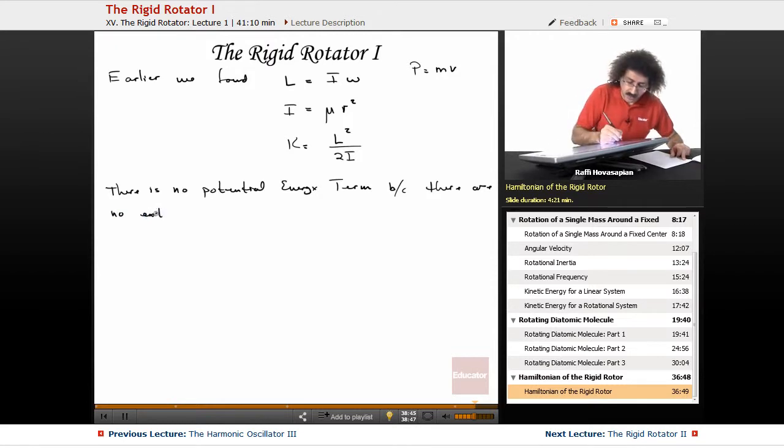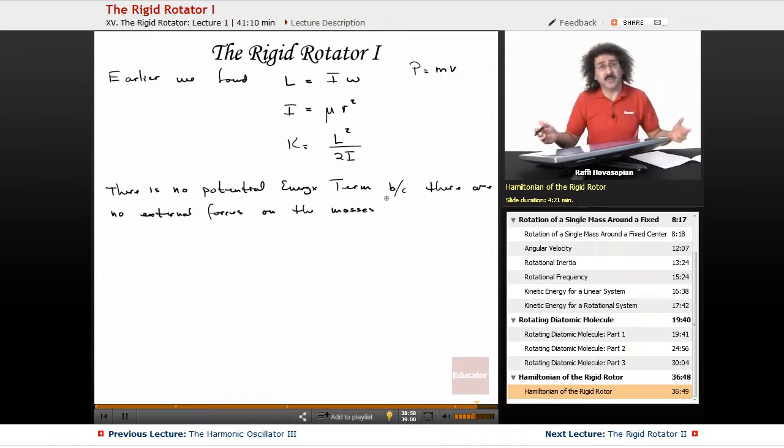There are no external forces on the masses. Now, if we want to, we can certainly put these molecules in a magnetic field and create some external forces, but as it is just a rotating molecule, there are no external forces.